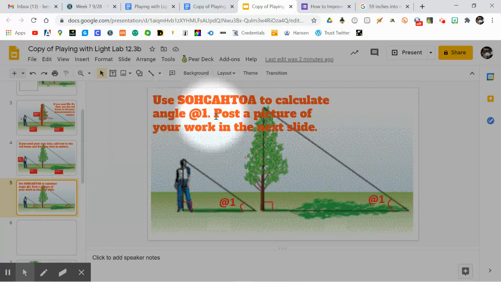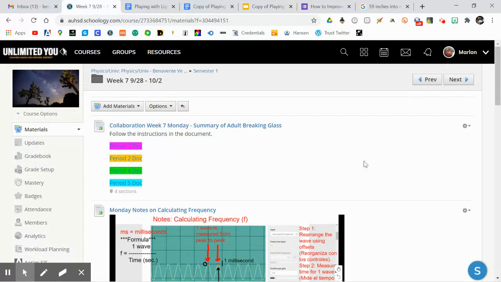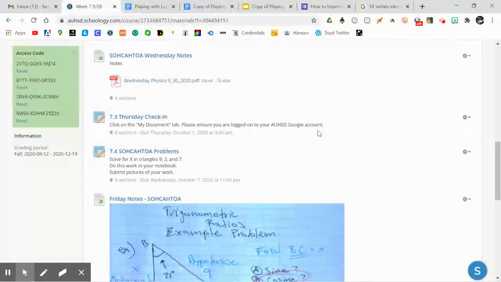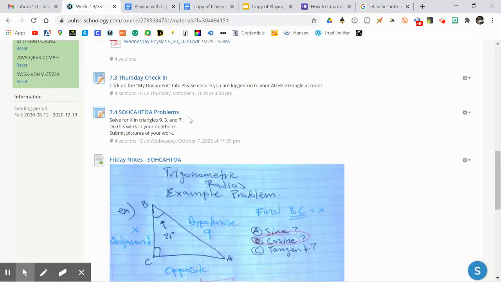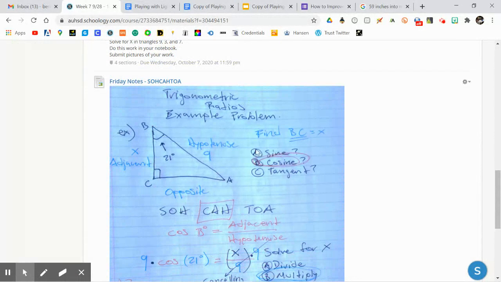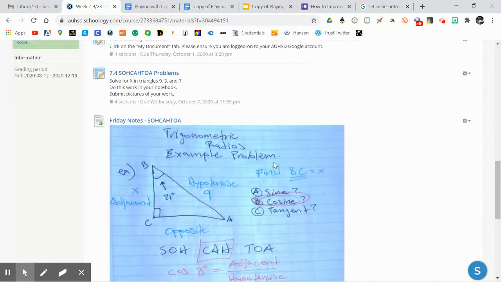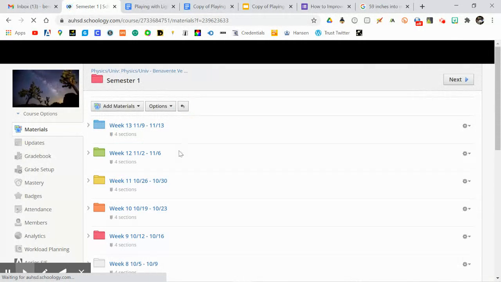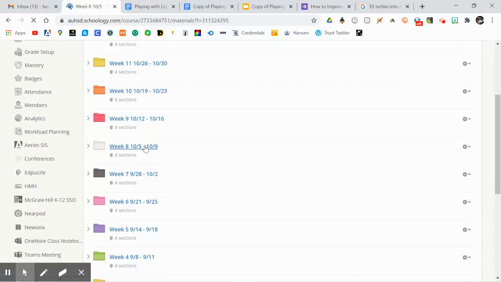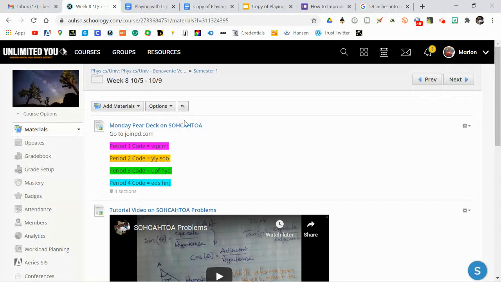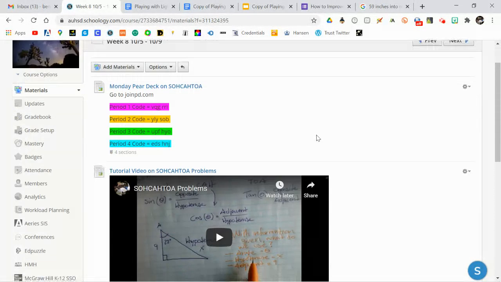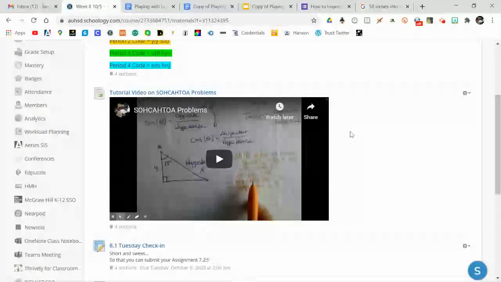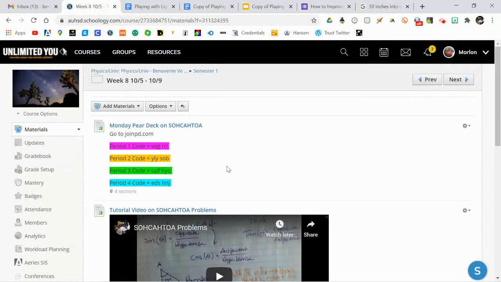If you don't remember what SOHCAHTOA is, we have to go into the week 7 folder. The week 7 folder has SOHCAHTOA notes, SOHCAHTOA problems, and an example problem that you can take a look at. In the folder for week 8, we have a Pear Deck that we can use, and we have a tutorial video that we can also watch. So if you don't remember SOHCAHTOA, please refer to these resources that you have available to you.